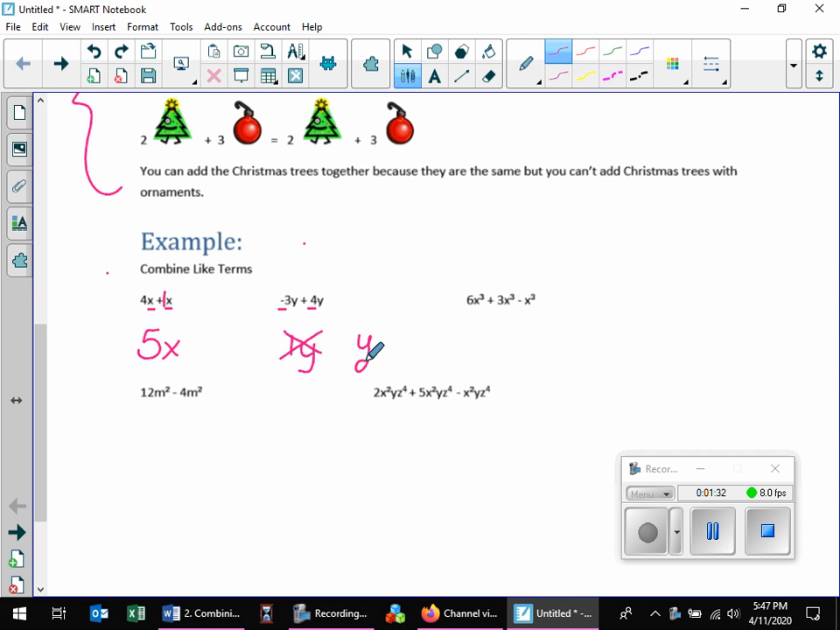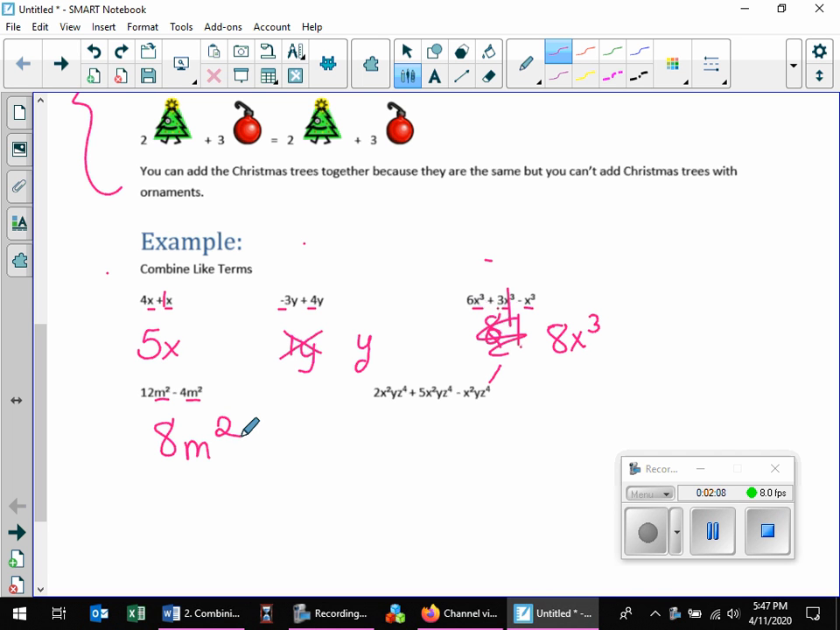It doesn't matter how many of each thing you have, as long as the things that you have are the exact same. So these are all x cubed. I'm going to take 6 plus 3 gives me 9. 9 minus 1 gives me 8, so 8x cubed. There we go. And now looking at this, I have m squared and m squared, so I know I can combine them. 12 minus 4 is 8m squared.